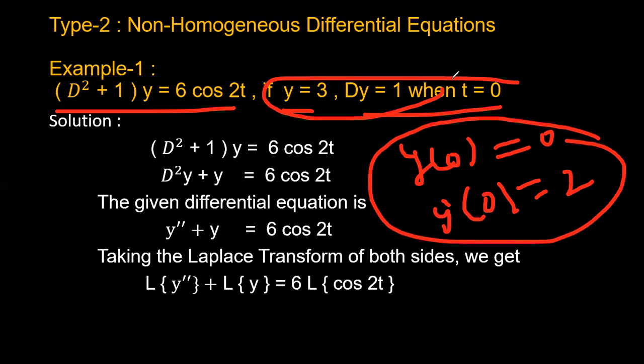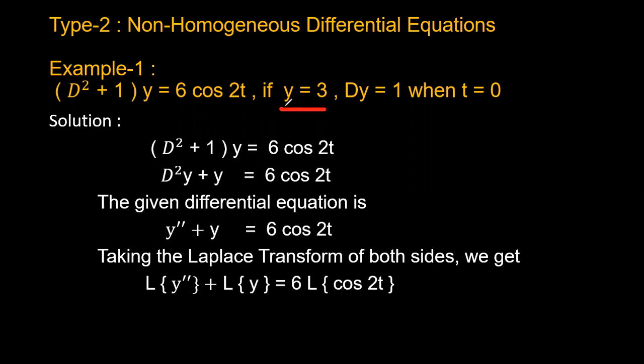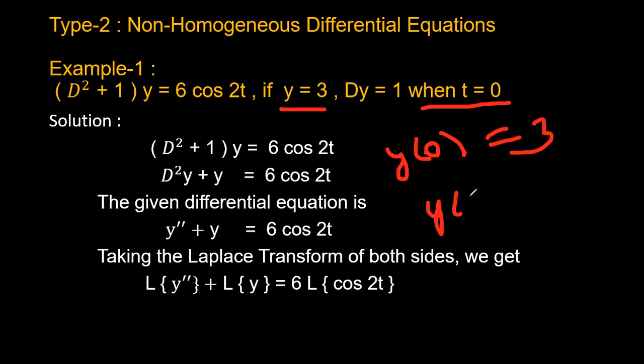So you have to check: if it is given as y is equal to 3, it indicates that y of 0 is equal to 3. Why? Because he has given when t is equal to 0. So it is y of t is equal to some value, depending upon the t value. Here he has given t is equal to 0, so when t is equal to 0, the y of 0 value is equal to 3.